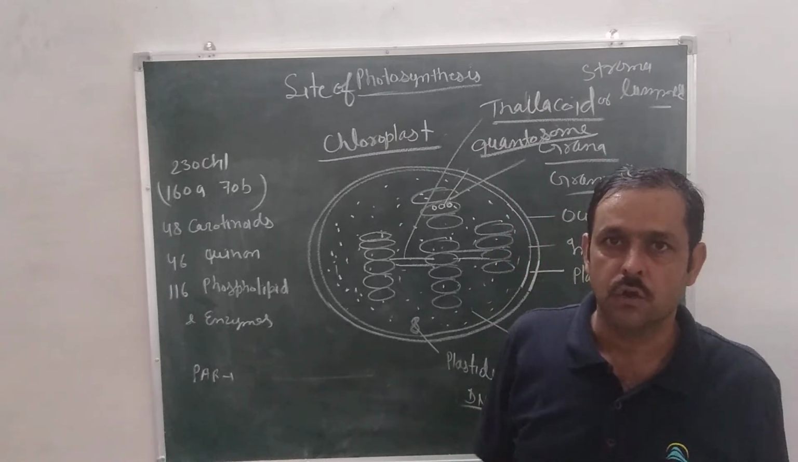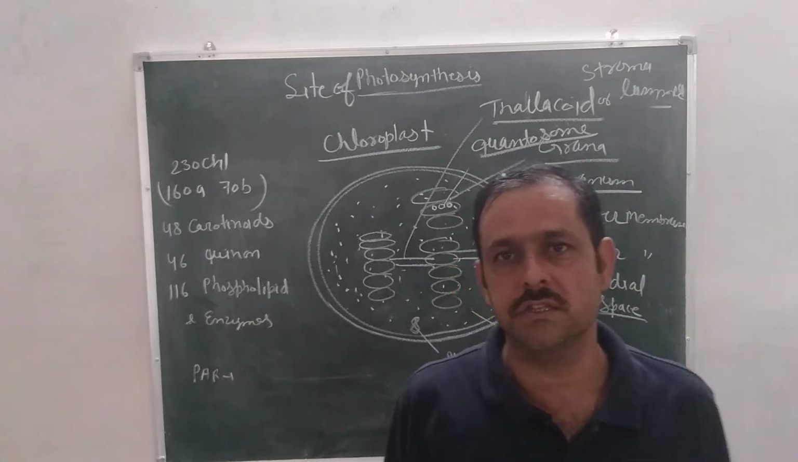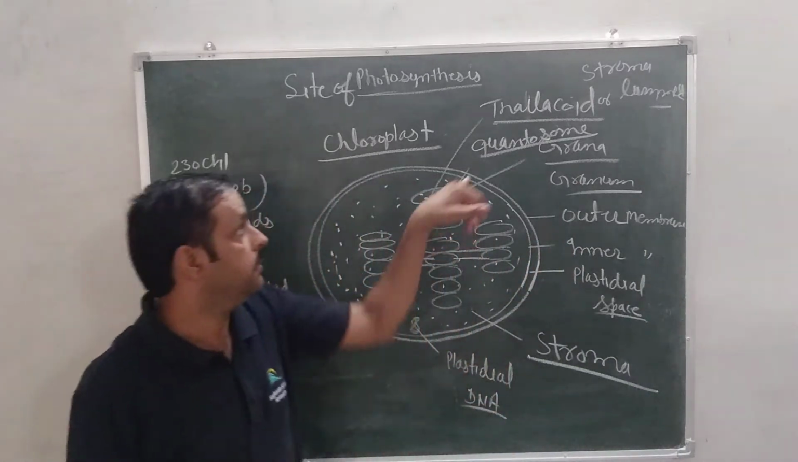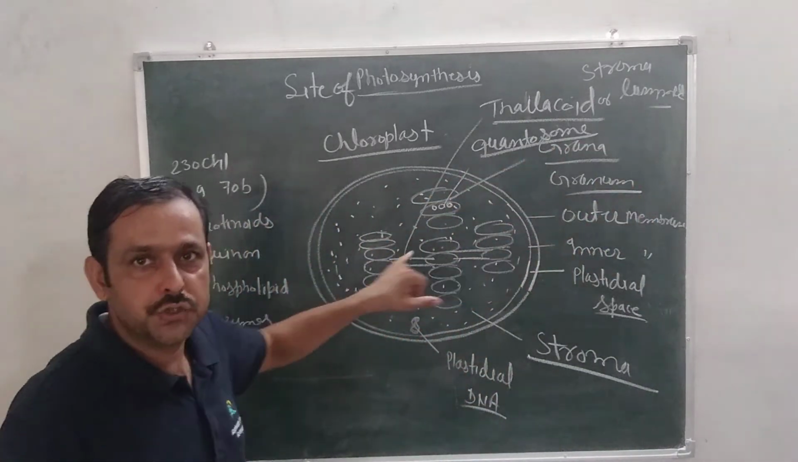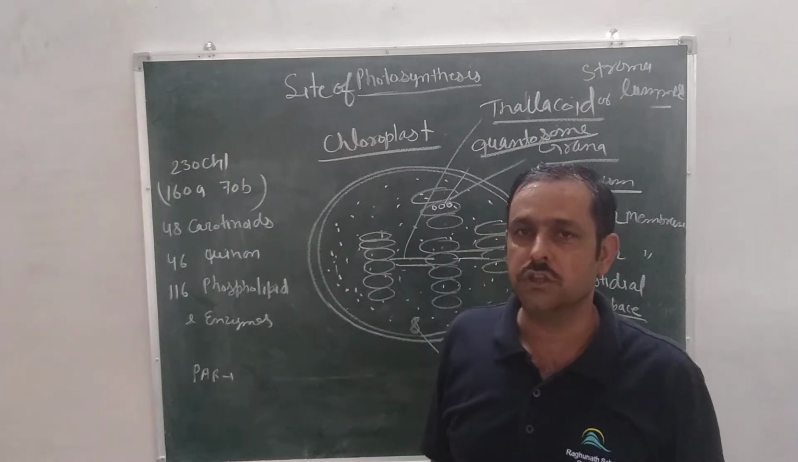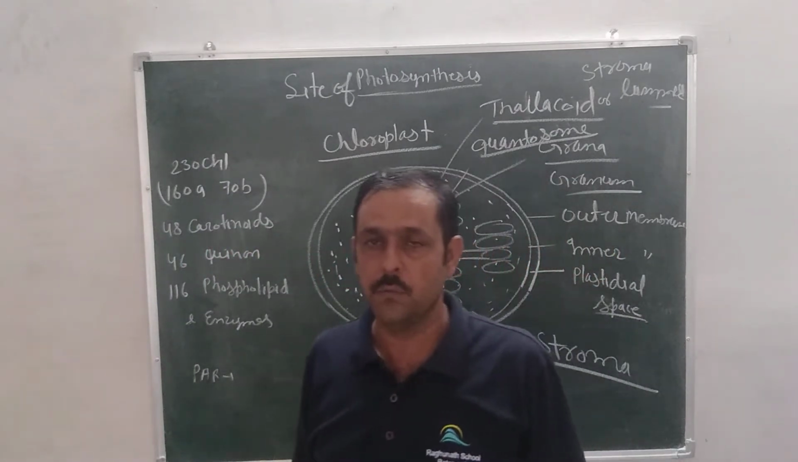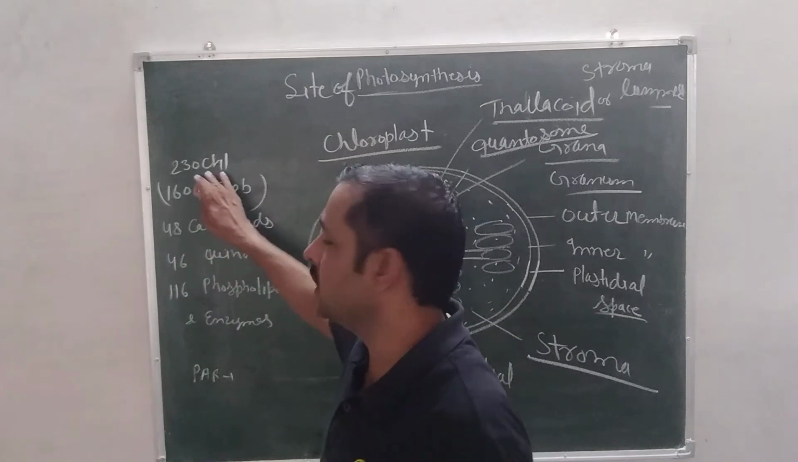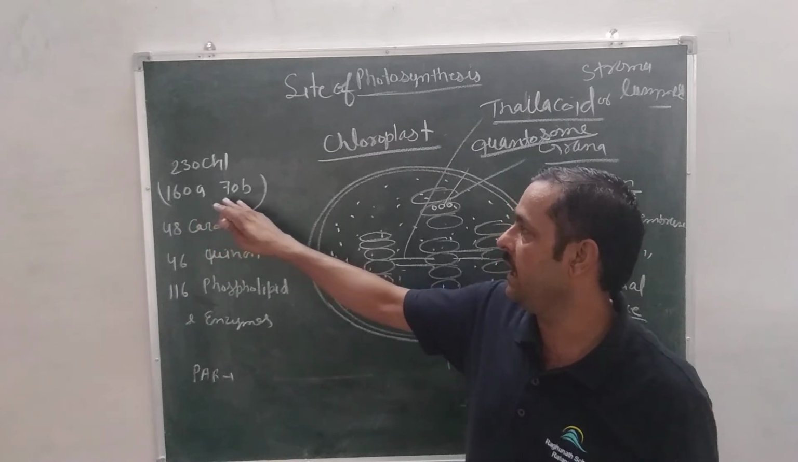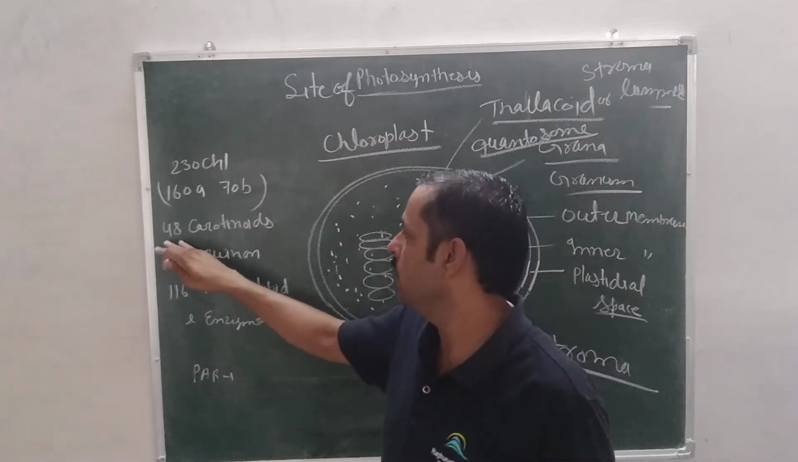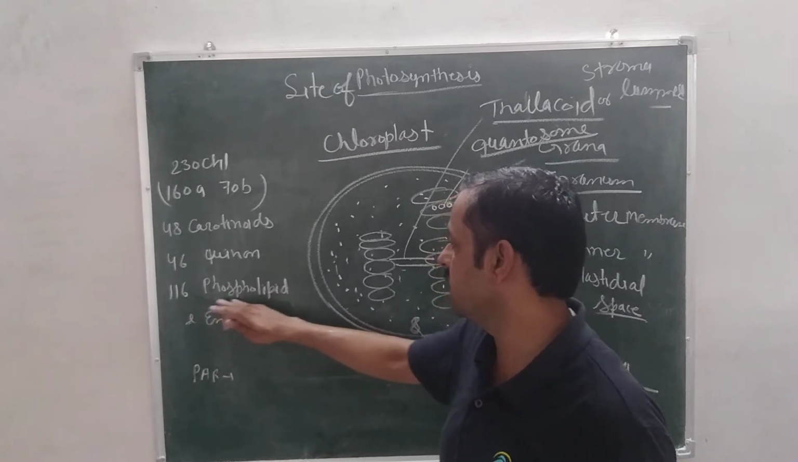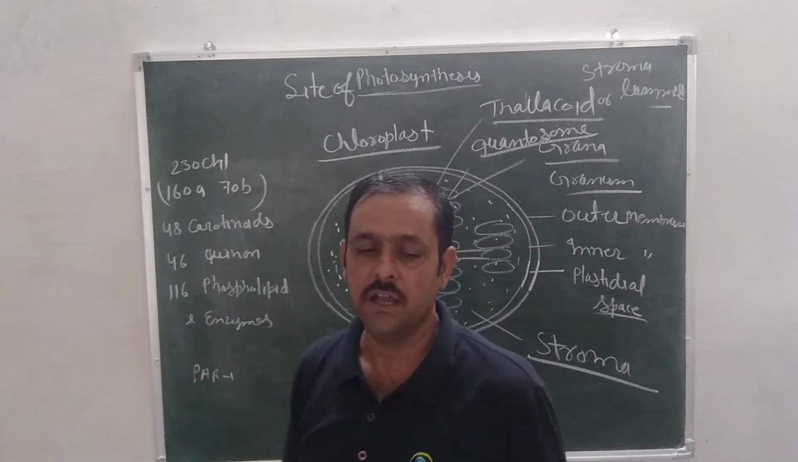So what is quantasome? Quantasome is the unit of photosynthesis, which is present between grana or thylakoid membrane, and has 230 chlorophyll molecules. Among them 160 chlorophyll A, 70 chlorophyll B, 48 carotenoids, 46 quinone, 116 phospholipid and some other enzymes.